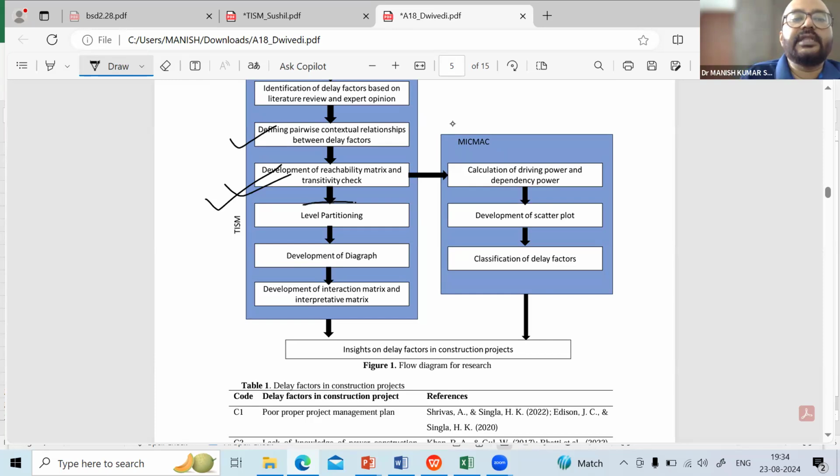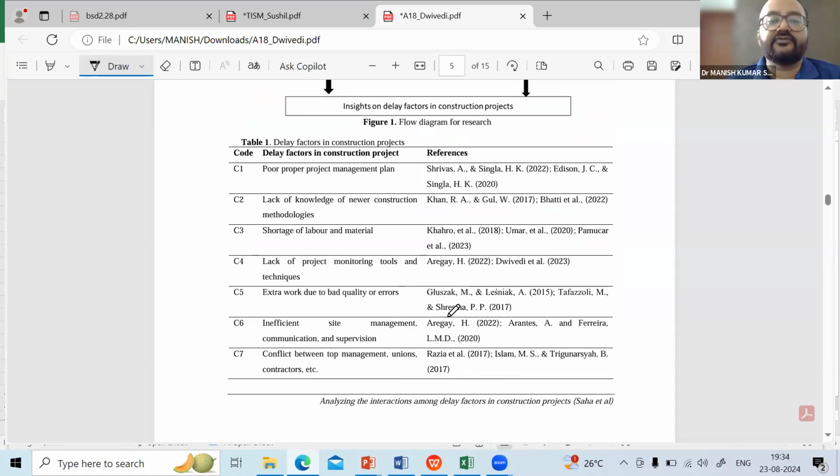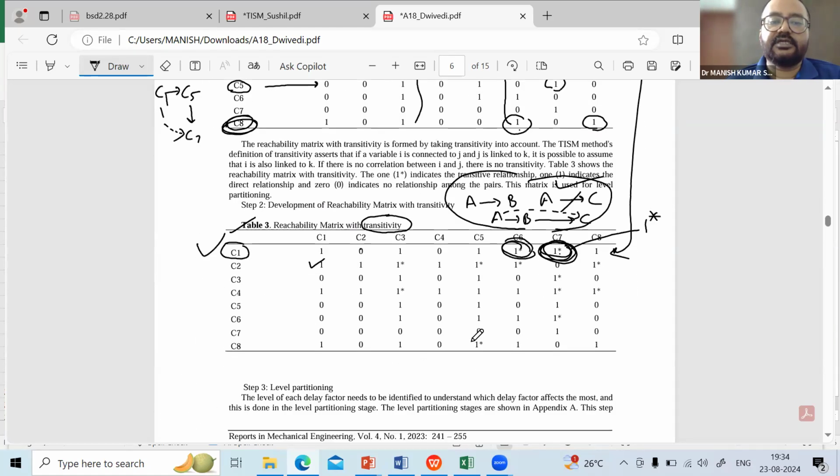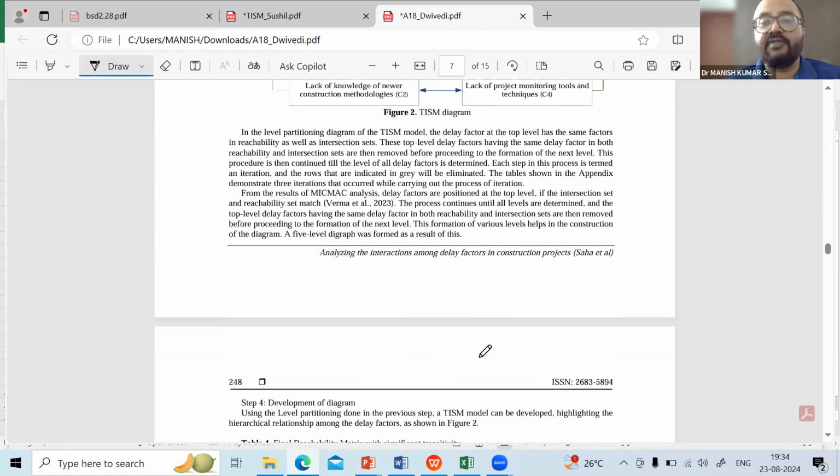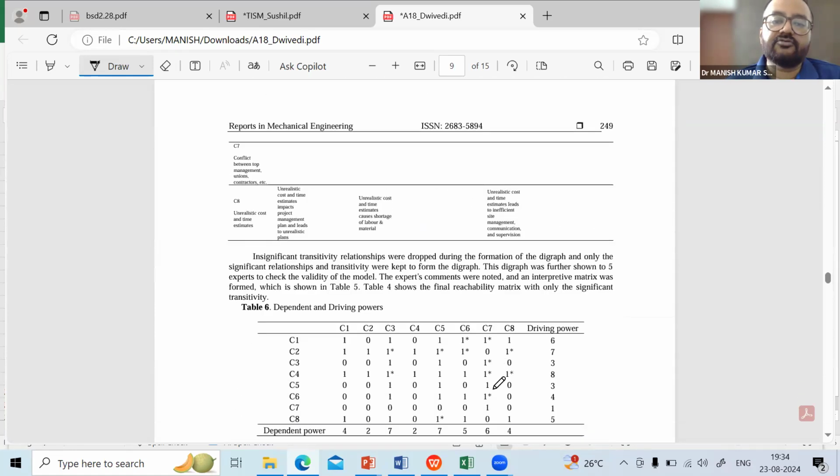Now we are going to level partitioning. What are we going to do? Level partitioning, and then after that, we'll go to the diagram. So the first table was initial, then transitive, and then level partitioning. So now I'm going to explain another important aspect of this, known as level partitioning. Please see it and watch it very carefully. So this is done, and we are going to level partitioning. How to do it?